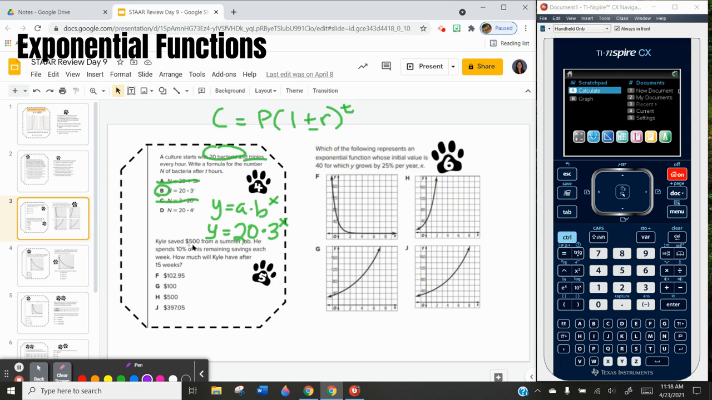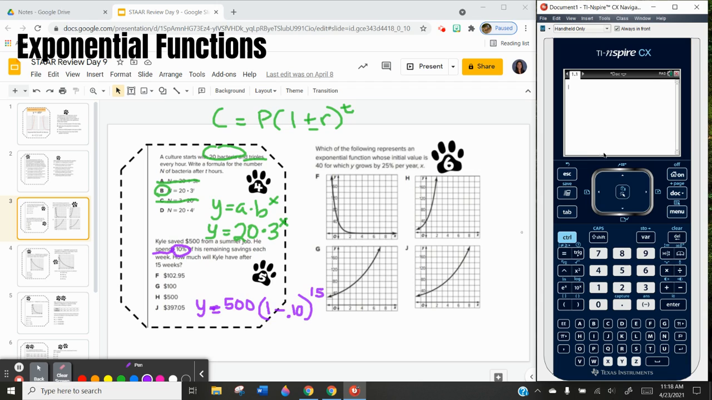Problem number 5. Kyle saved $500 from a summer job. He spends 10% of his remaining savings each week. How much will Kyle have after 15 weeks? Notice I have a percent. I have a rate that's given, which means that in my equation, I'm going to put my start value, so y equals 500, parentheses, 1 either plus or minus. Looking at this, it says that he spends, so that's going to be minus 0.10 because 10% becomes 0.1, raised to the x power, which is your weeks, 15 weeks.